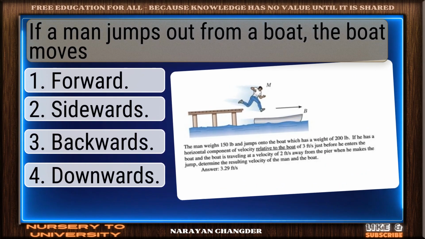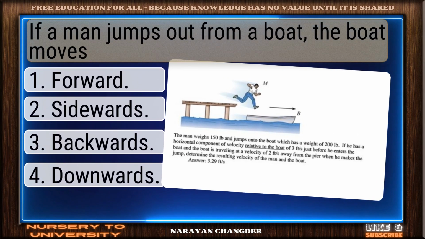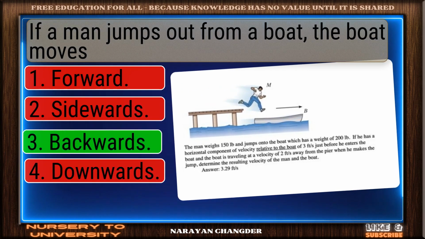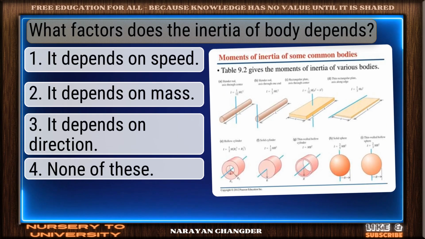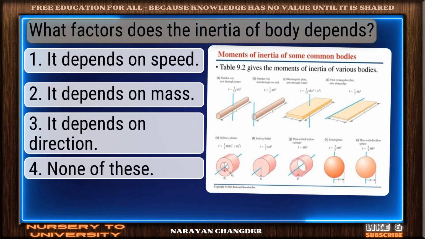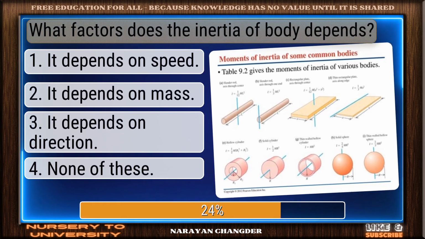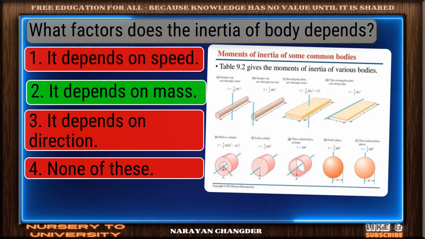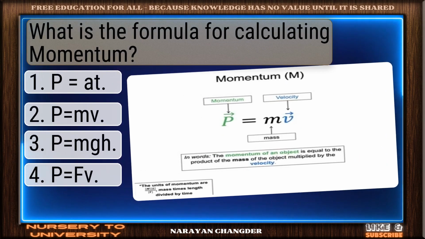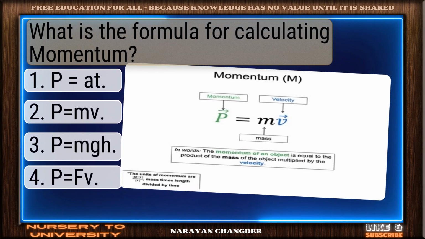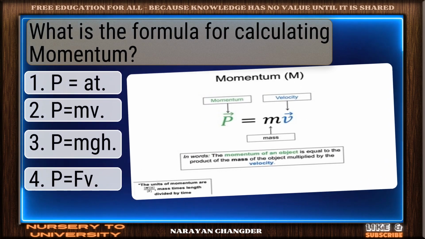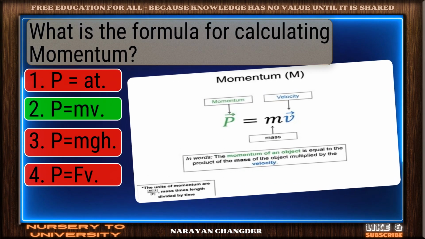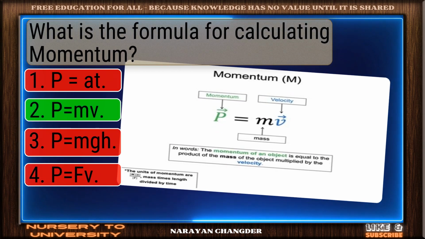Question number 198. If a man jumps out from a boat, the boat moves... Well reasoned. Backwards is the correct choice. Question number 199. On what factors does the inertia of a body depend? Great thinking. It depends on mass is the right choice. Question number 200. What is the formula for calculating momentum? Right choice. P equal to mv is the best answer.